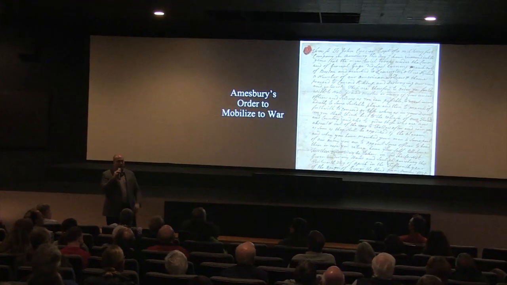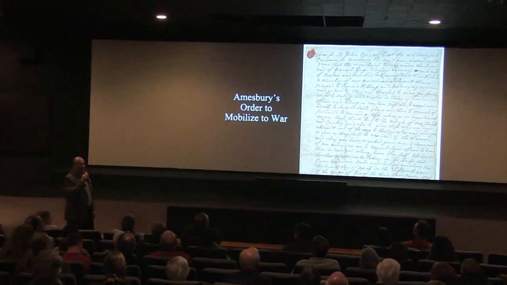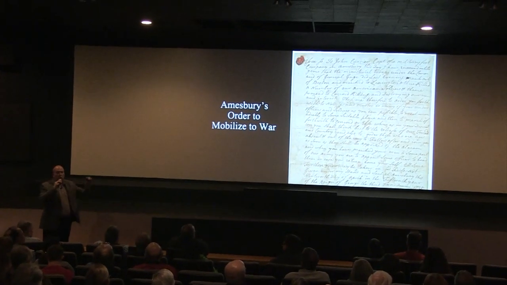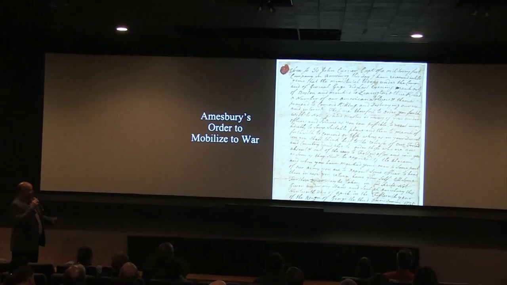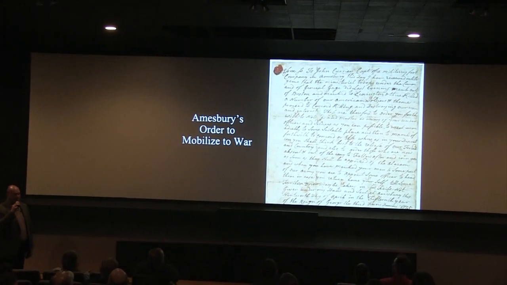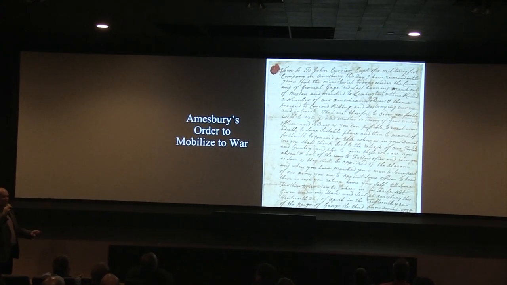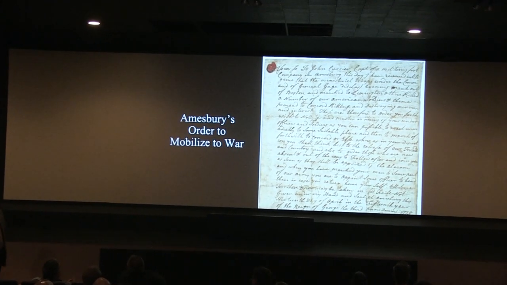There's been a fight in Lexington. The British are marching towards Concord. You need to mobilize the Amesbury Militia. This is the order to assemble and mobilize the Amesbury Militia. Now, there's two things. One, this is a document that was written on April 19, 1775. So, you have witness houses, you have witness accounts, you have a witness document.